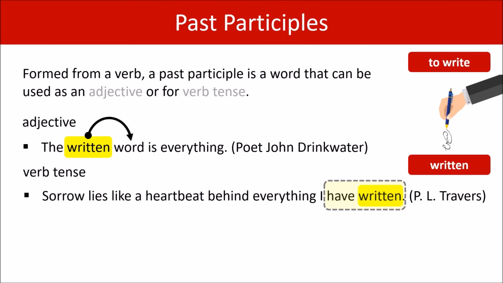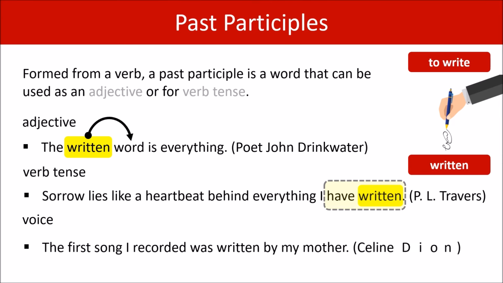There was something I didn't tell you at the start, and I'm going to tell you it now. Past participles are also used for voice. More specifically, they are used to create the passive voice. And here is an example of the passive voice. The first song I recorded was written by my mother, a quotation by the singer Celine Dion.